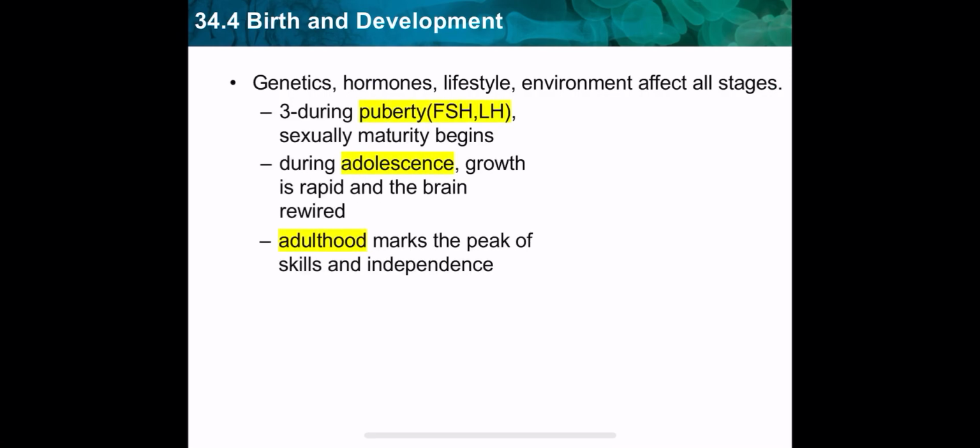After that, puberty. Puberty starts by secretion of FSH and LH. If you remember, FSH and LH play a key role in the production of sperm and in the menstrual cycle in females. During adolescence, the growth is rapid and the brain is rewired. You will find changes in the way of thinking, emotional changes, and also body changes or rapid growth in the body. Then adulthood. Adulthood marks the peak of skills and independence.